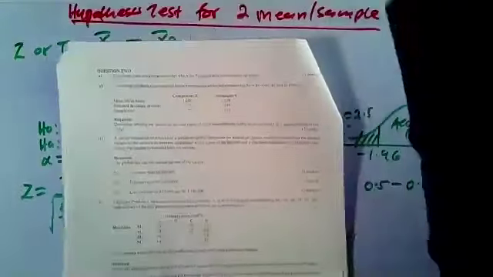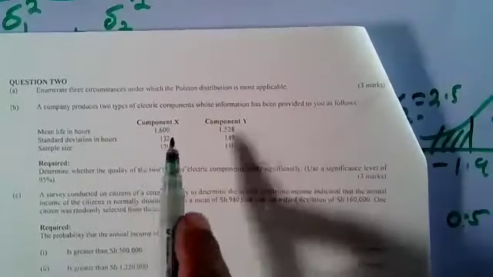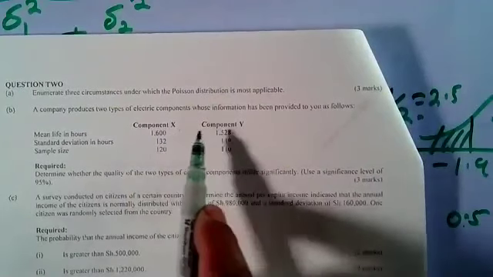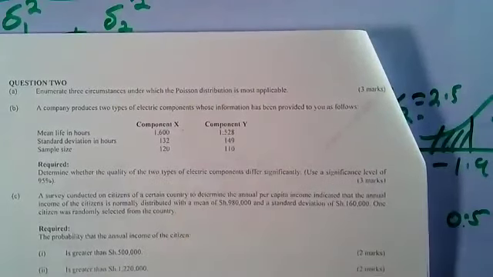Now, if you confirm this, tuangalie hapa. Component x ni 1600, na hii ni 1528. You see they are not the same. Yeah, that's what you are testing.